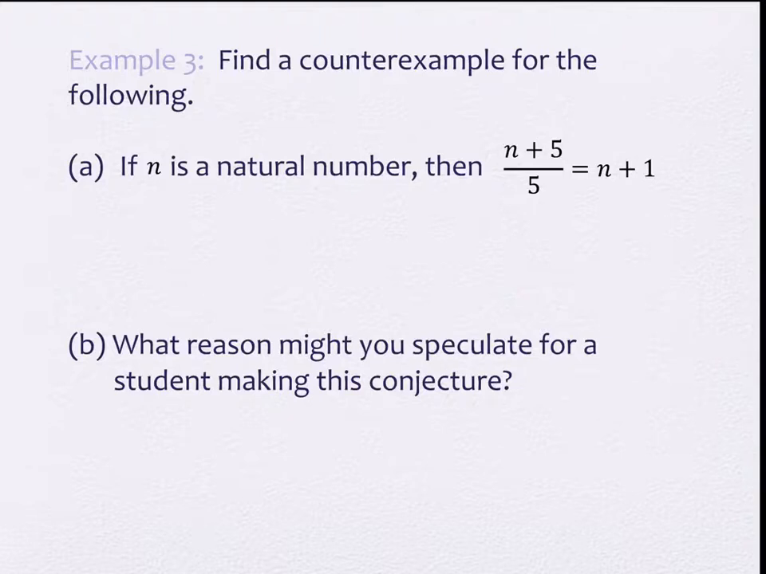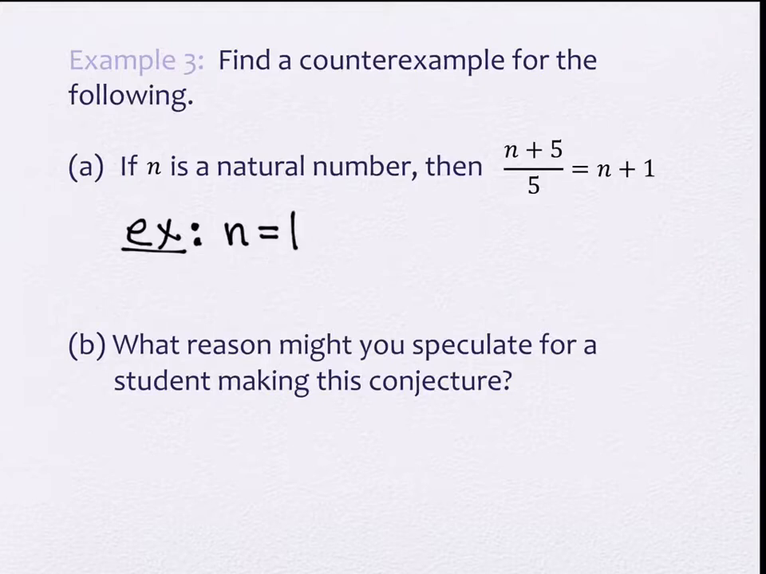So here's the statement. It says, if n is a natural number, then (n plus 5) over 5 is equal to n plus 1. So we're looking for an example that says that's not true. Can somebody give me what they think might be an example of such a number? We just need to pick an n value. 1. 1 will work. One will give me an answer that doesn't work.